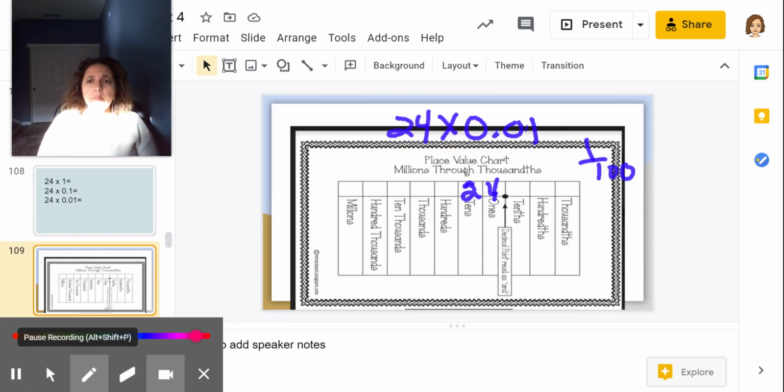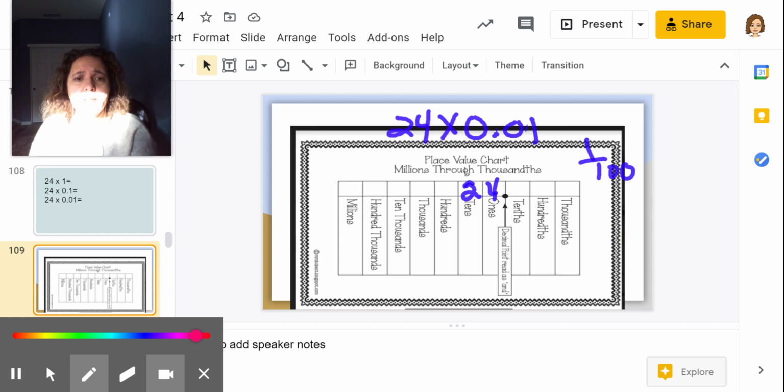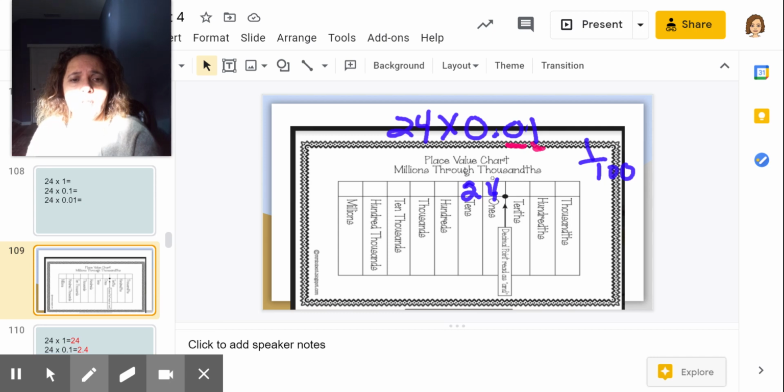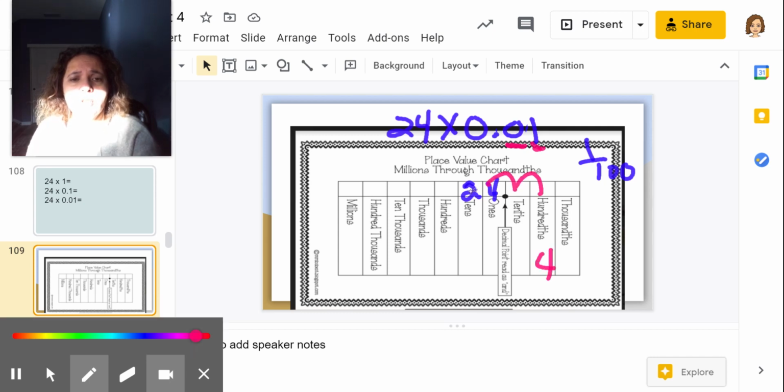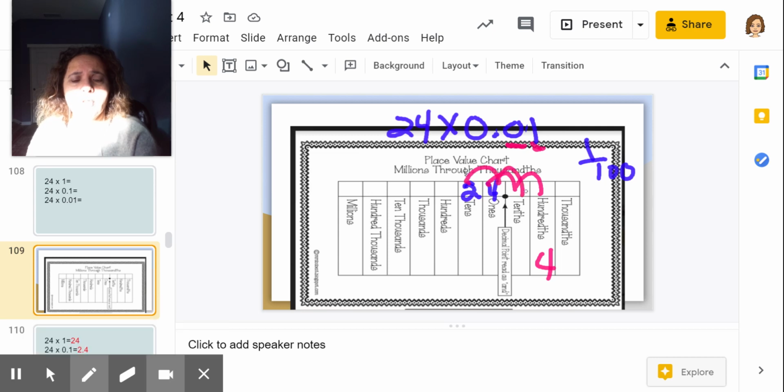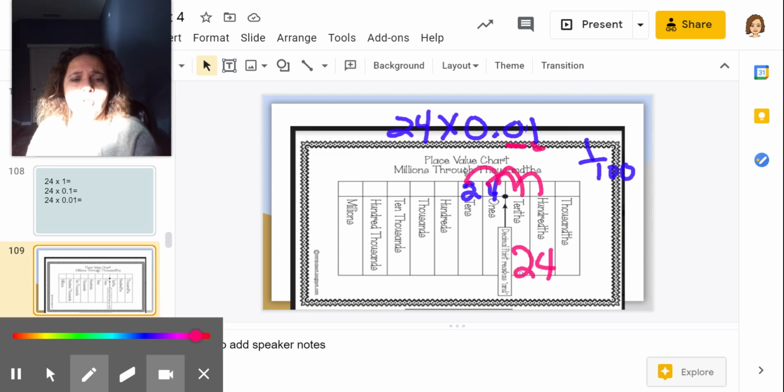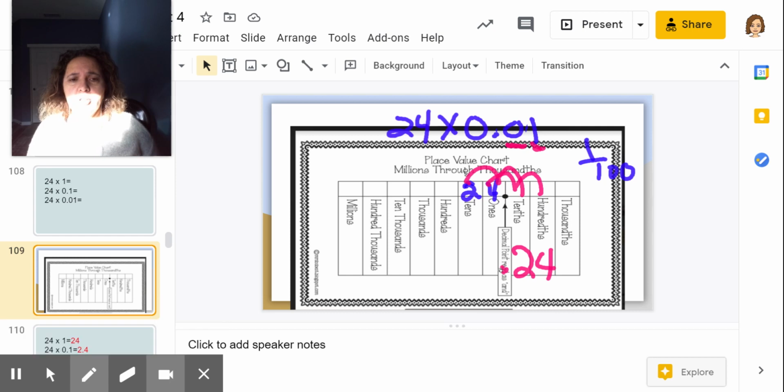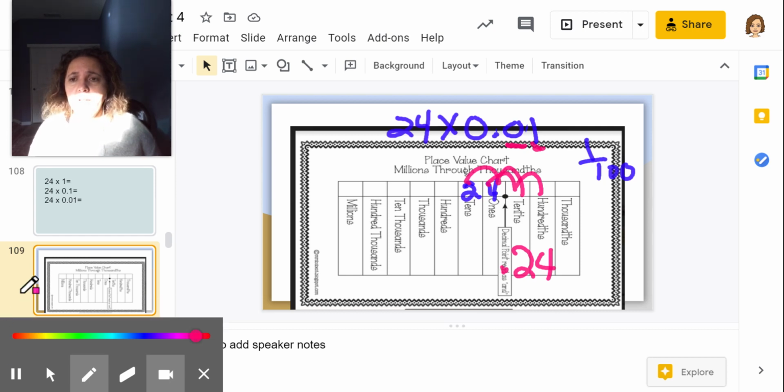Okay, so I put my 24 times 1/100. Remember, it's 1/100, so it's going to shift 2 places. There are 2 places after the decimal. So the 4 is going to shift 2 places, 1, 2. It's going to go there. The 2 is going to shift 2 places, 1, 2. It's going to go there. So what's my answer? 0.24. I'm going to put it back on the other one so you can see.